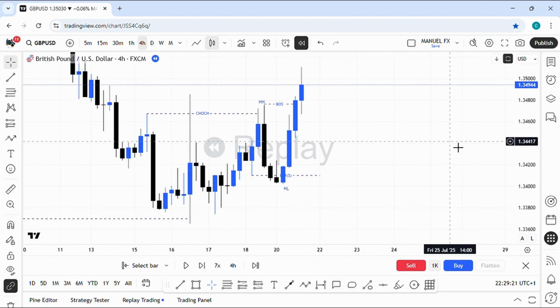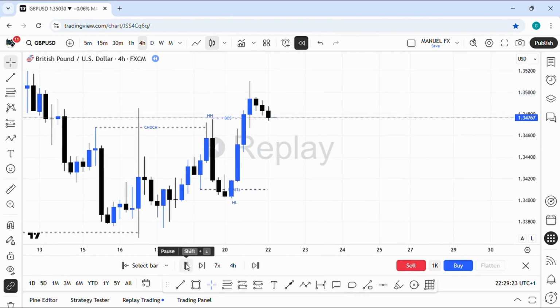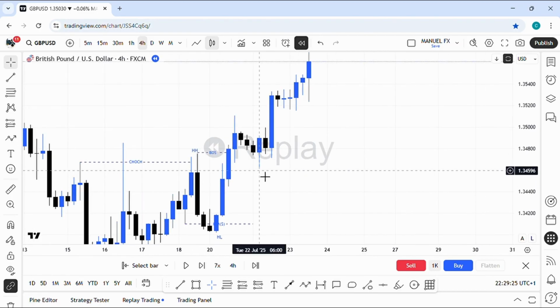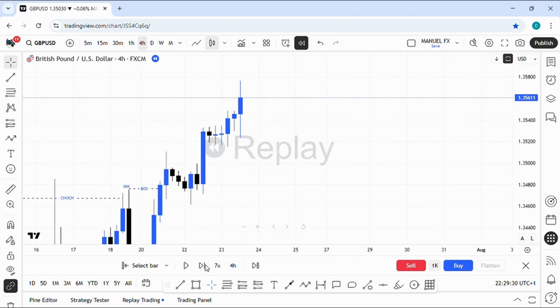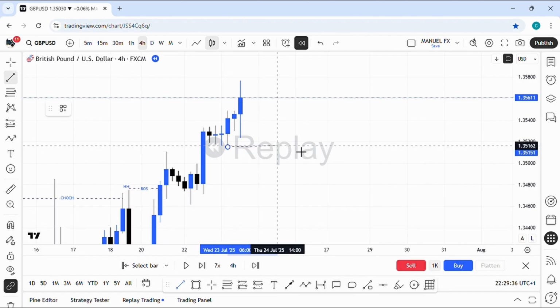So now we expect price to give us another inducement. This is a retracement after a break of structure. This becomes our inducement, but price transferred the inducement to here, so this becomes our valid inducement.